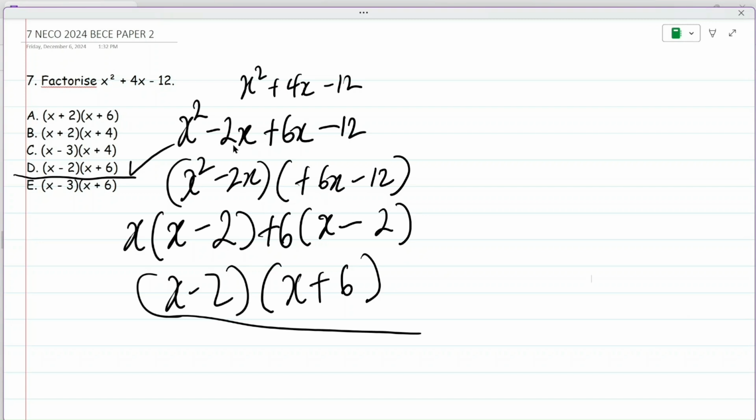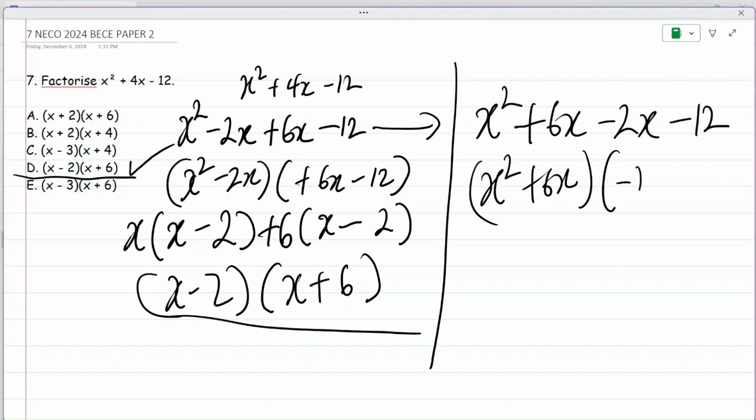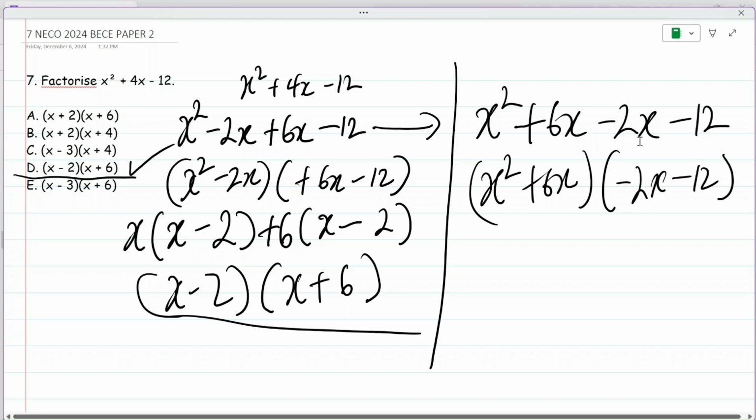What if in a case where you have minus on the other side, let's say at this point you write x squared plus 6x minus 2x minus 12. Still the same answer you get, but let's just solve it. Let's draw a line to share it. You group them in twos, x squared plus 6x in brackets, then minus 2x minus 12. No, this 2x owns this minus, so you have to put it in brackets.